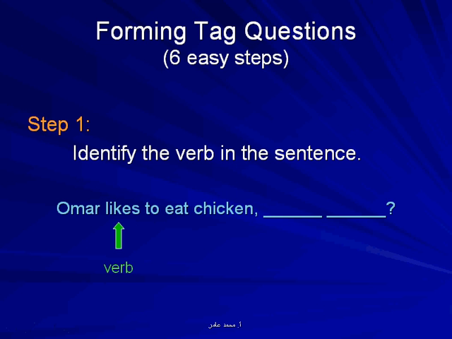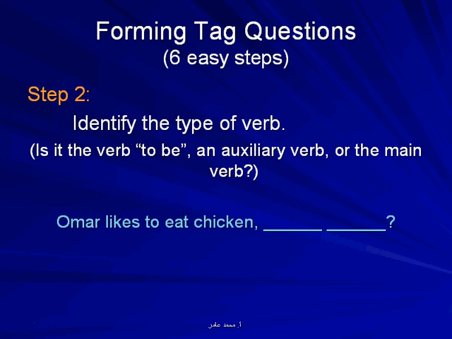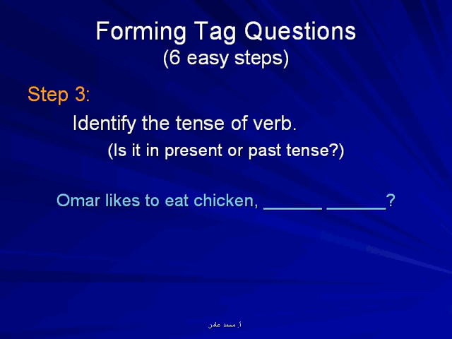Then, step 2. Identify the type of verb. Is it the verb to be, an auxiliary verb, or the main verb? Omer likes to eat chicken. It's the main verb. Step 3. Identify the tense of the verb. Is it in present or past tense? Likes is in present tense.